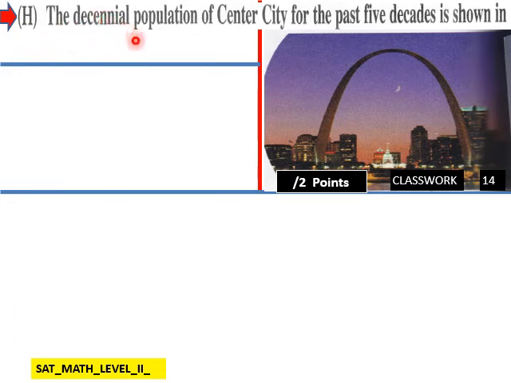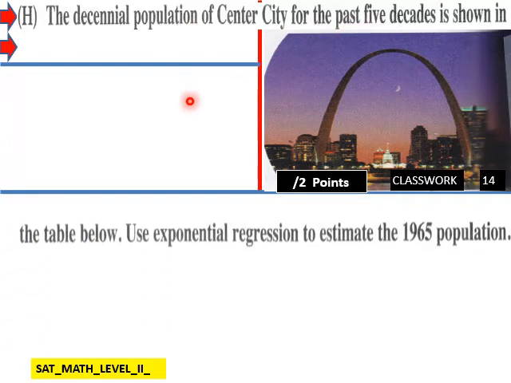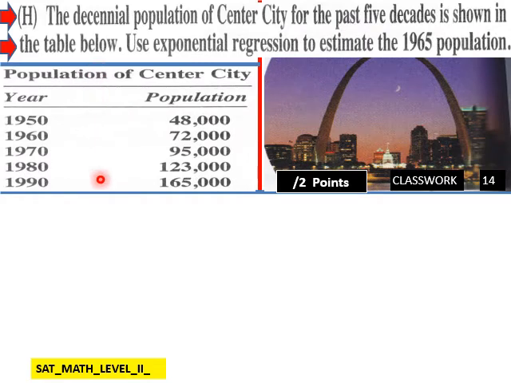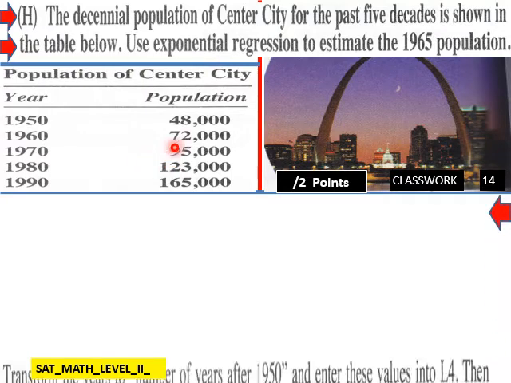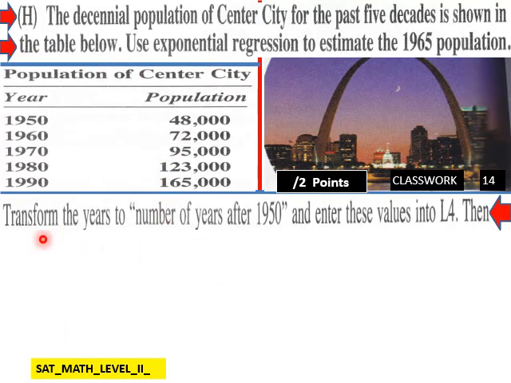Example H. The decennial population of Center City for the past 5 decades is shown in the table below. So every 10 years, here's our population here. Use exponential regression to estimate the 1965 population. So we need to estimate our 1965 population from the exponential regression model that we could construct from these data values.